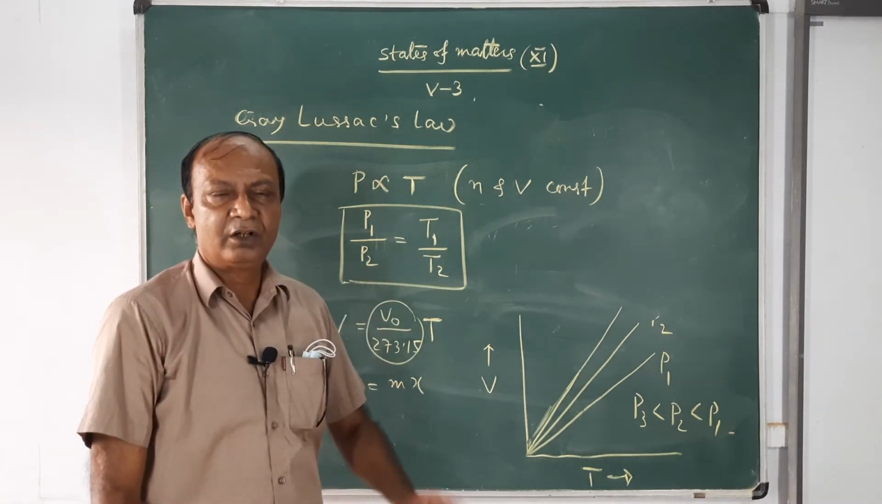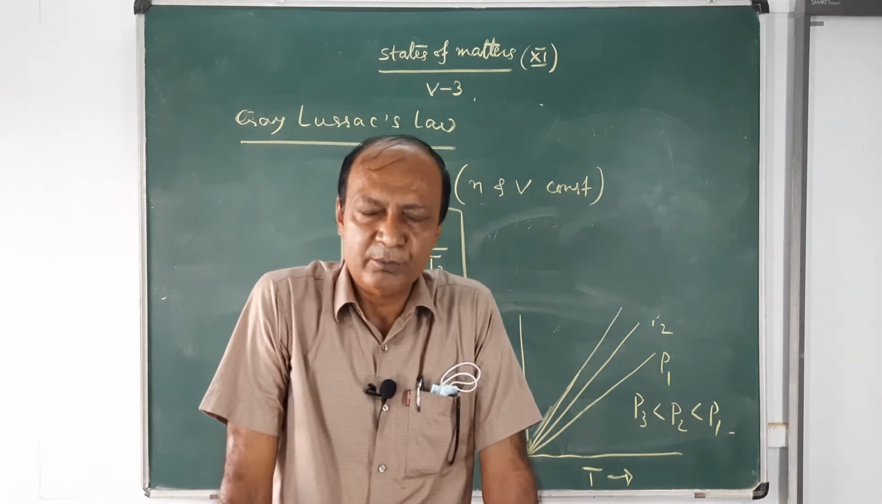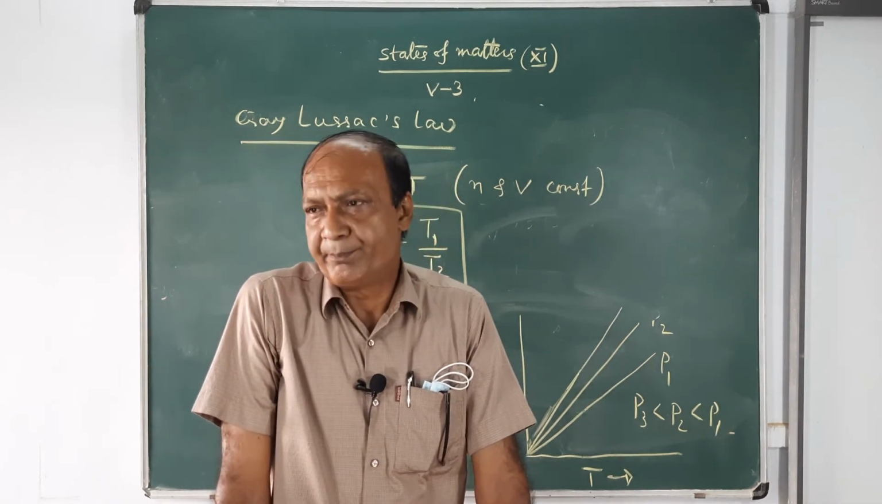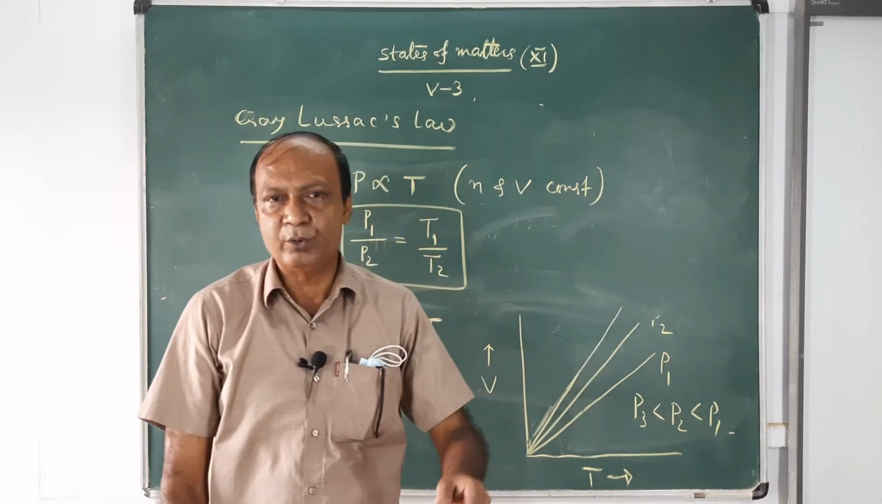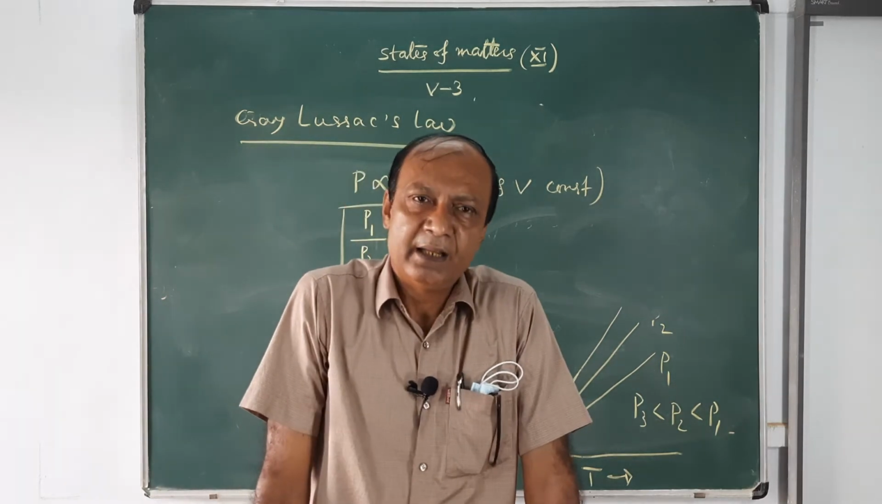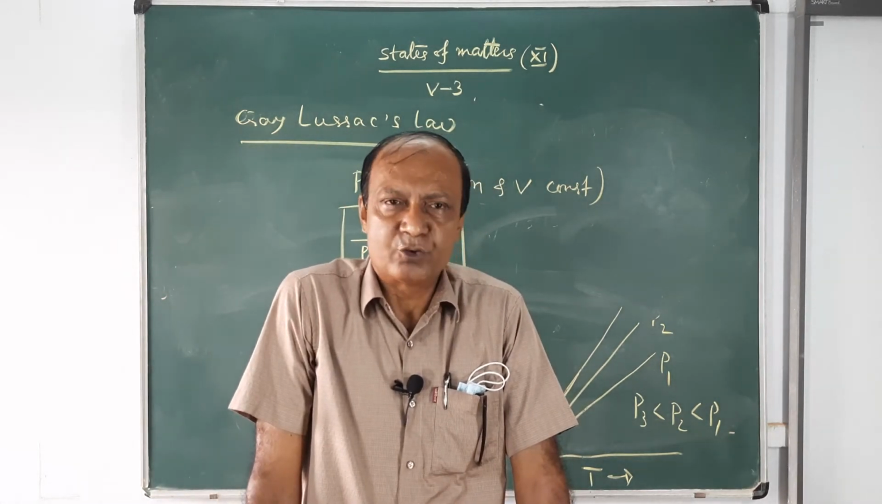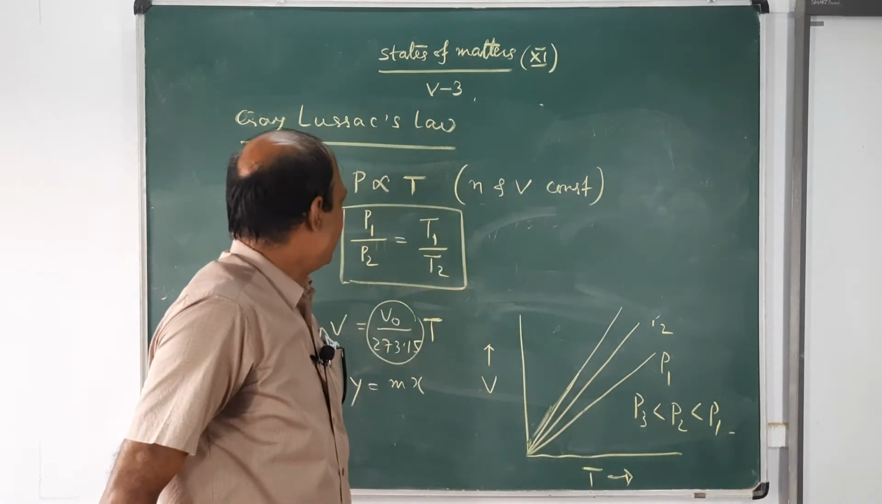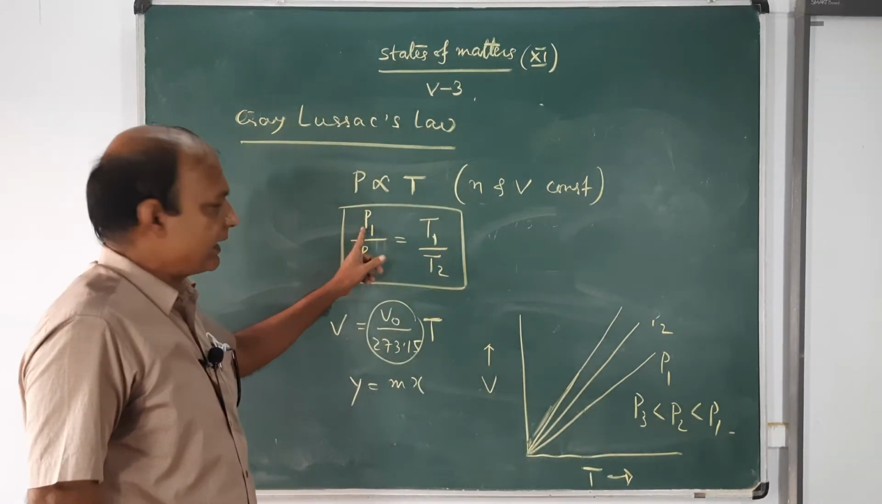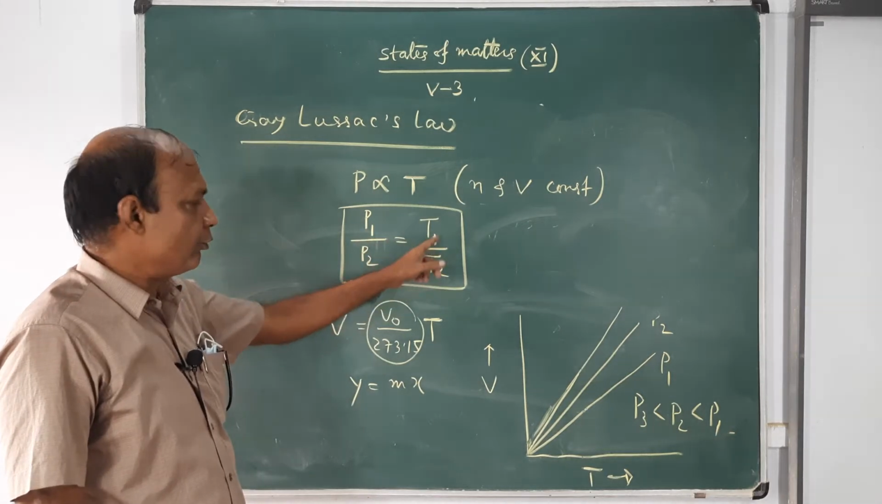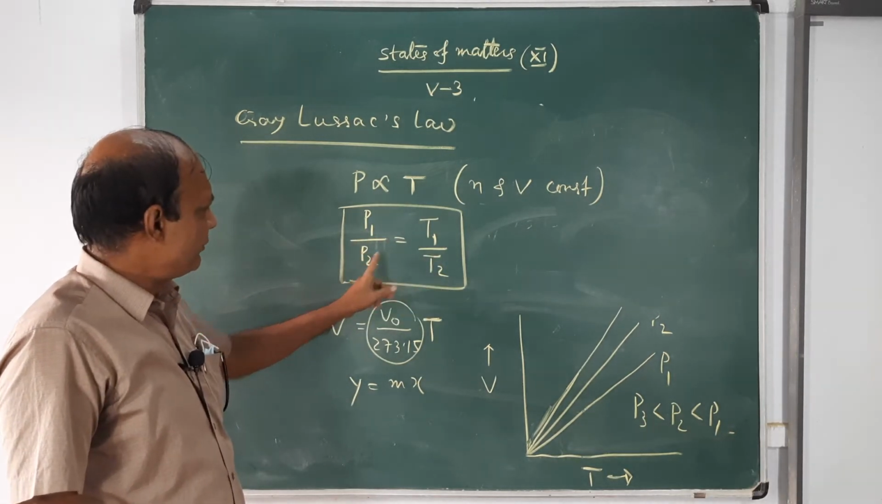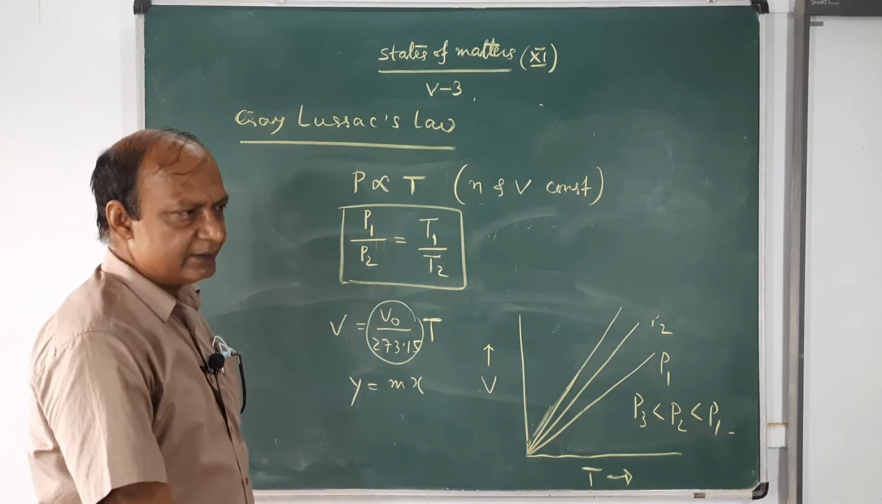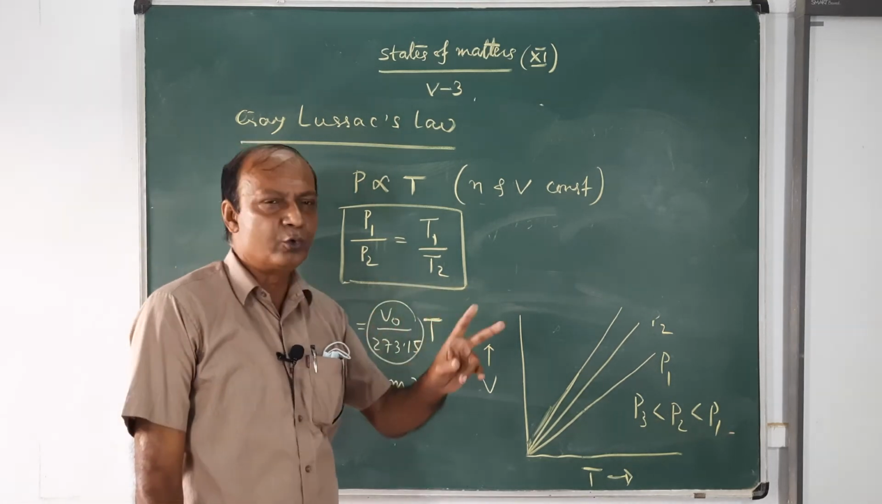Similarly, in Charles' law, at a temperature T1, the volume of the gas is V1, and at temperature T2, the volume of the gas is V2. Therefore, you can write that V1 by T1 equals V2 by T2. Similarly, here you can also write P1 by T1 equals P2 by T2, or P1 by P2 equals T1 by T2. These are the two cases.